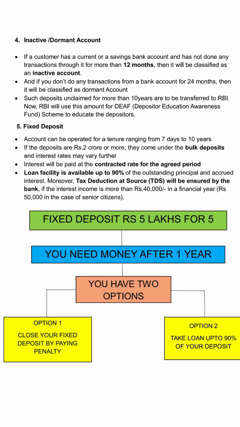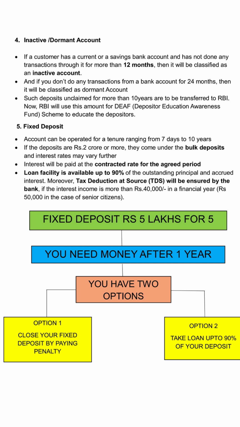Then we move on to fixed deposit. An account can be operated for a tenure ranging from 7 days to 10 years. Any deposit of more than 2 crores comes under bulk deposit, and the interest rate may vary further. Interest will be paid at a contracted rate for the agreed period. A loan facility is available up to 90% of the outstanding and accrued interest. Moreover, TDS, tax deduction at source, will be deducted by the bank if the interest income is more than 40,000 in a financial year, or 50,000 in case of a senior citizen.